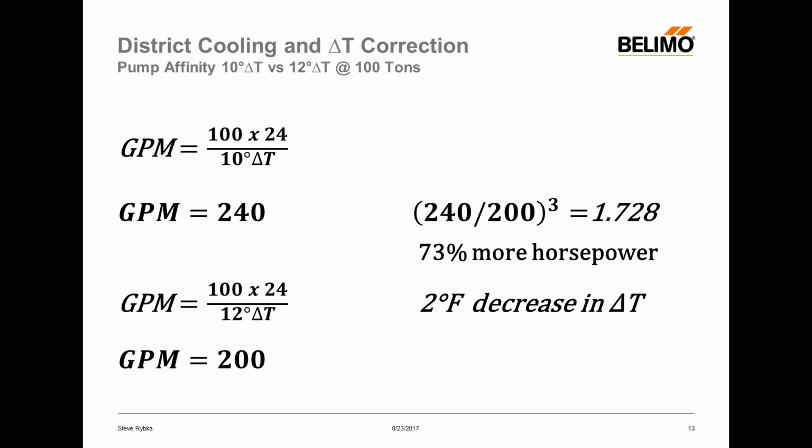The formula below shows the same example of the 100-ton system, but running at a 12-degree delta T, or let's say even our design delta T, where we only utilize 200 gallons per minute. Now this 40 GPM differential doesn't seem like a lot, but when you take pump affinity into consideration, it's going to take about 73% more pumping horsepower to get that additional 40 gallons per minute based on that 2-degree decrease in delta T.